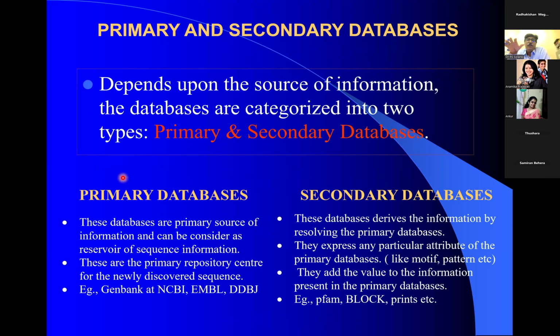Okay, now coming to the bioinformatics point of view. These databases are of two kinds: primary database and secondary database. Primary is where the researcher is submitting information directly from the lab. Okay, for example NCBI's GenBank, EMBL, DDBJ.